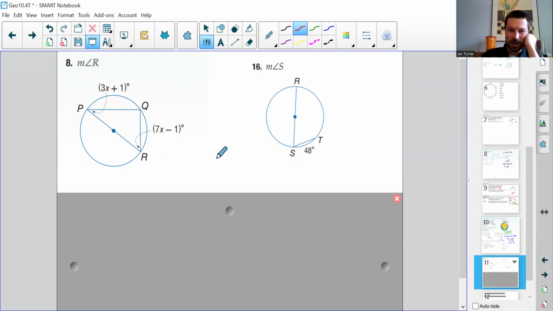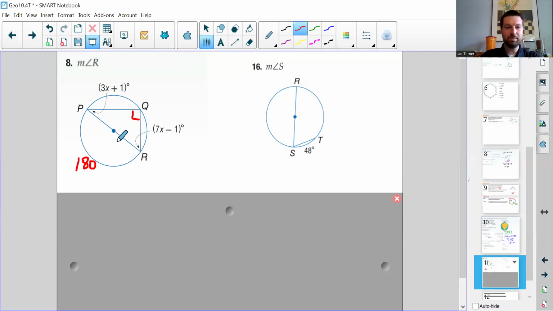Again, you're like, what the heck? How do I relate 3x plus 1 and 7x minus 1? Look at your angle here. Angle Q intercepts a diameter, so angle Q's got to be 90. The arc has to be 180 because it's a semicircle. Q is half of that, so Q is 90.